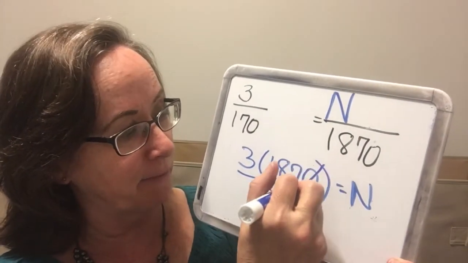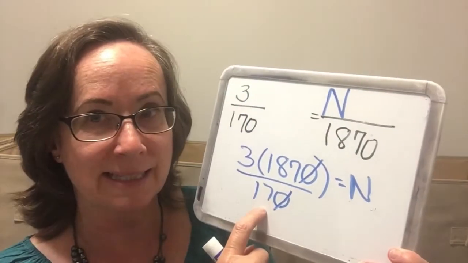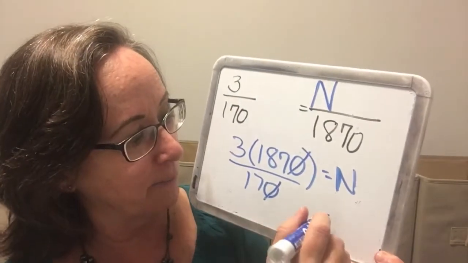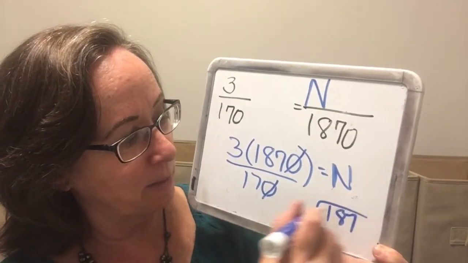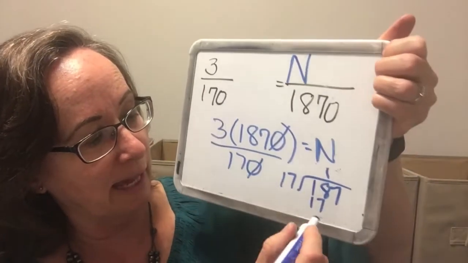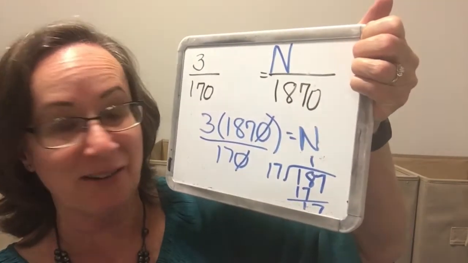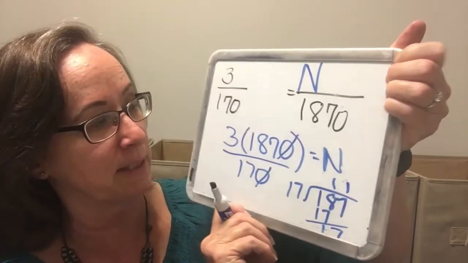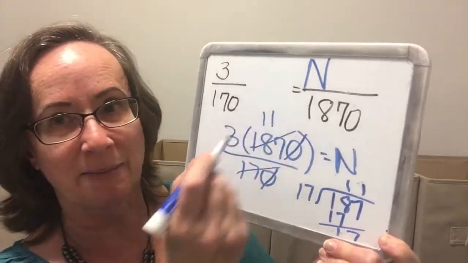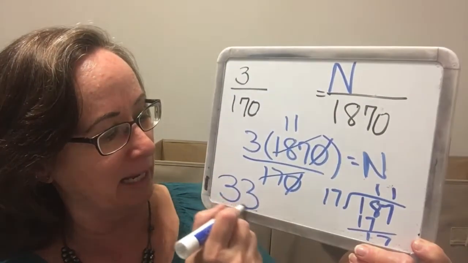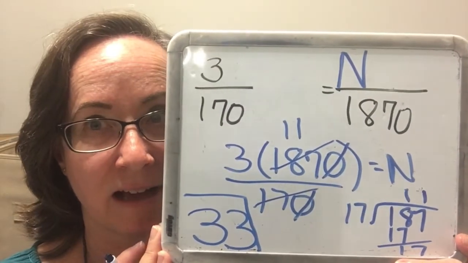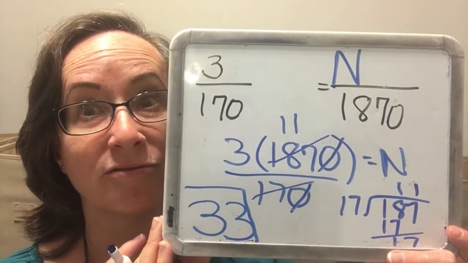But remember, I'm going to take off the 0 and the 0. Will 17 divide into 187? Well, I think it will. Let's try it. 187 divided by 17 is going to go 11 times. So we can cancel this and this with an 11. 3 times 11 is 33 tons of fertilizer. That's a lot of fertilizer.